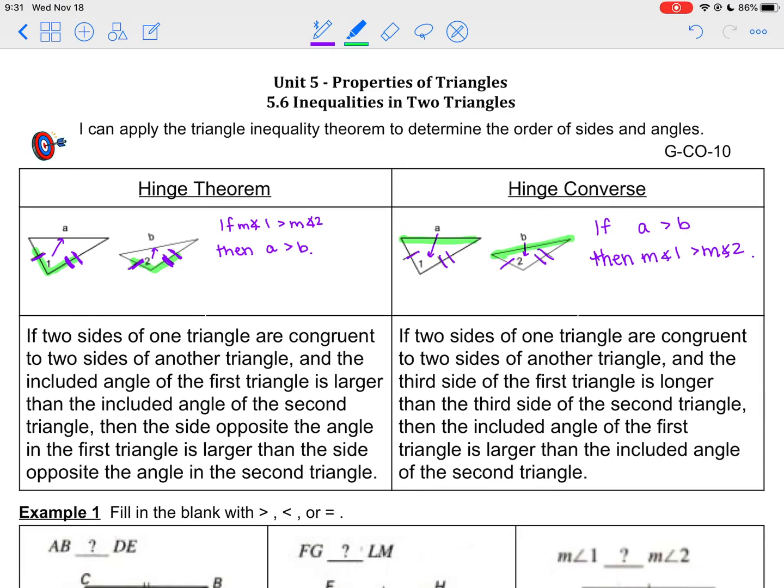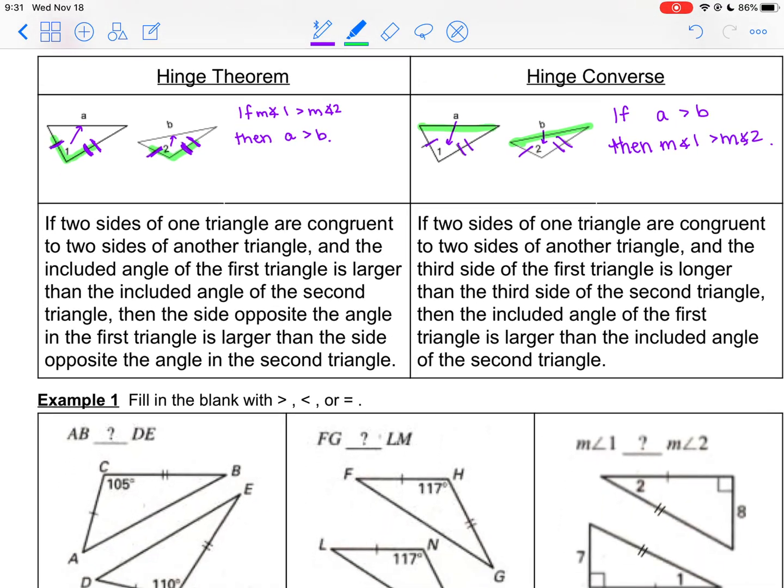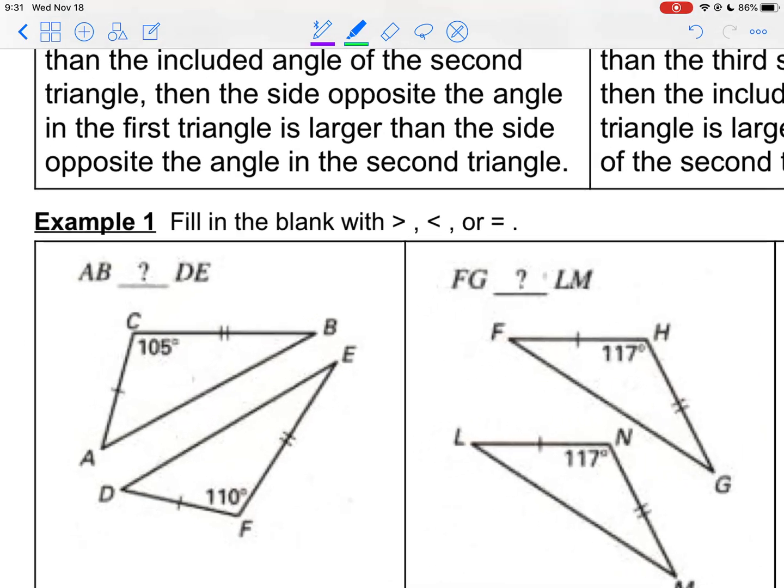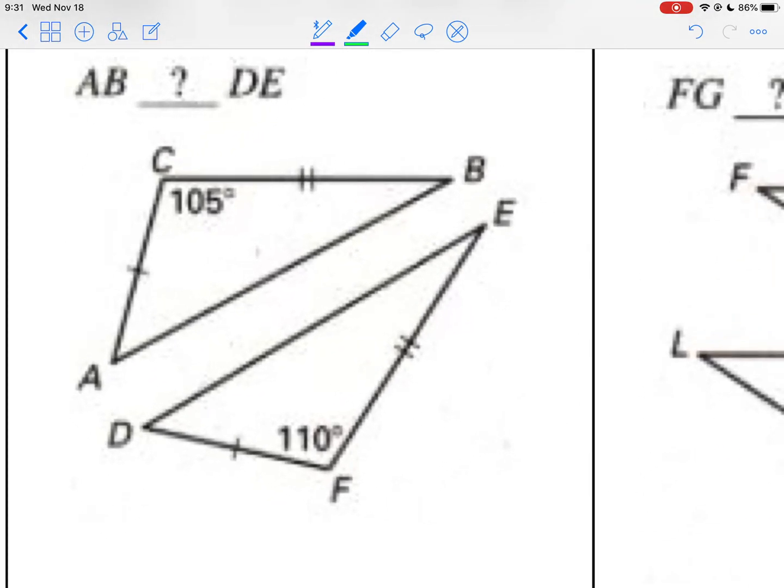So the hinge theorem and the hinge converse allow us to make assumptions, or not really assumptions, but valid arguments about the side lengths or angle measures based on what we start with. So we're going to fill in the blank with greater than, less than, or equal to based on the information that we're given. So the important thing is to figure out where the hinge is. So the hinge is going to be where those two sides meet. So the angle we're talking about here is this 105-degree angle in the first triangle. And if I look at where the hinge is in the second triangle, it is this angle at angle F.